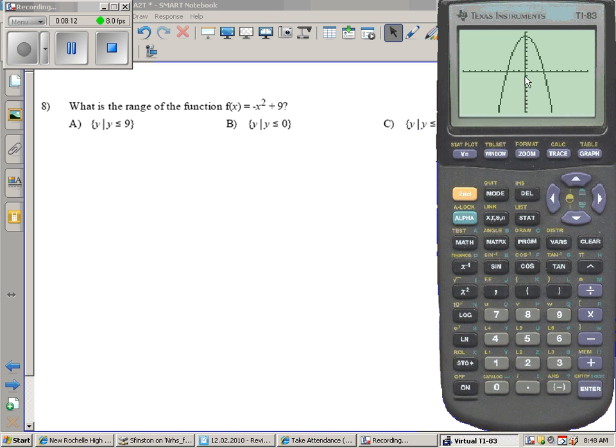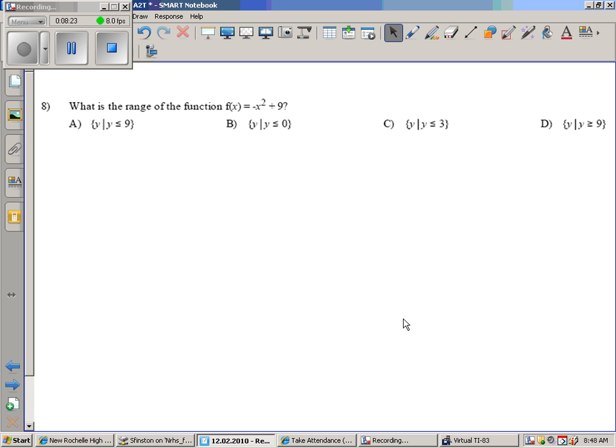So, I mean, you could count. It's got to be 1, 2, 3, 4, 5, 6, 7, 8, 9, right? Now, sometimes you can't count like that, but it looks like it's got to be less than 9. Is there any choice up here where y is less than or equal to 9? Yes. Which choice? This is easy, right?